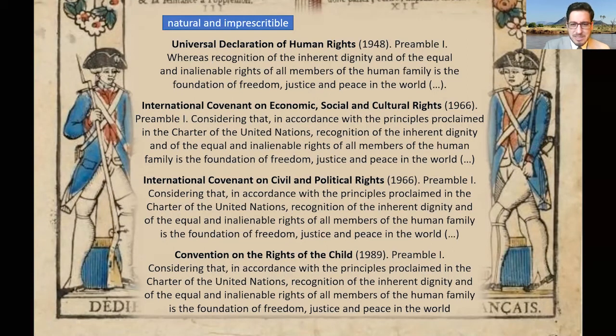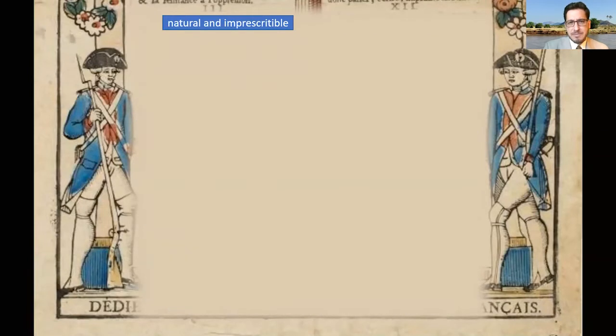I can read again, but it's exactly the same, no? The recognition of the inherent dignity and of the equal and inalienable rights of all members of the human family. Exactly the same. You can see that natural is not so present, but the idea is that we share something, and obviously what we share is nature; we are of the same species. That's why we share nature and we are equal and we have the same rights. It's the same idea behind all these phrases, no? And inalienable rights.